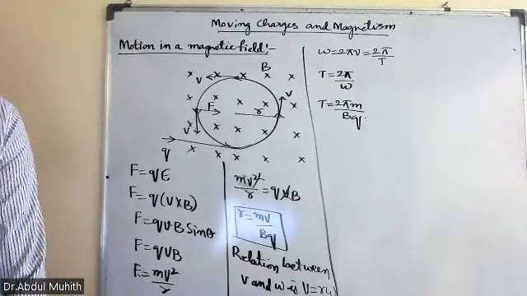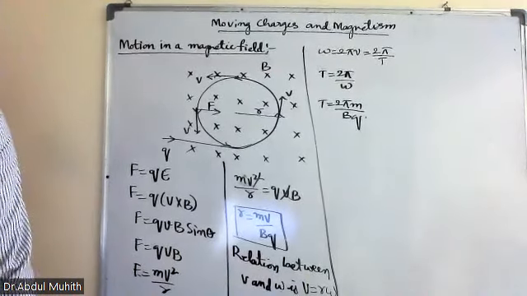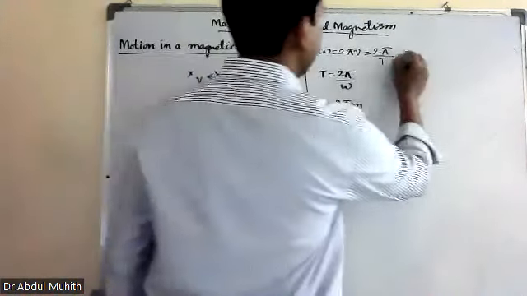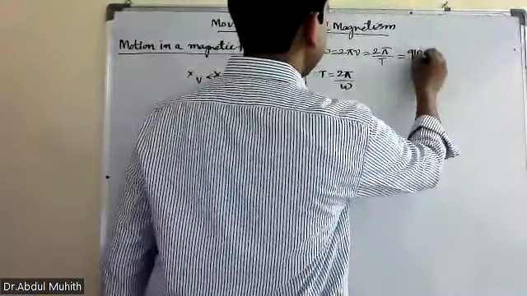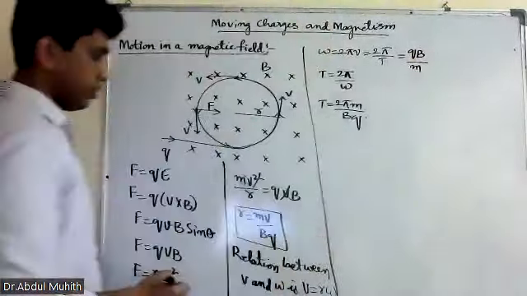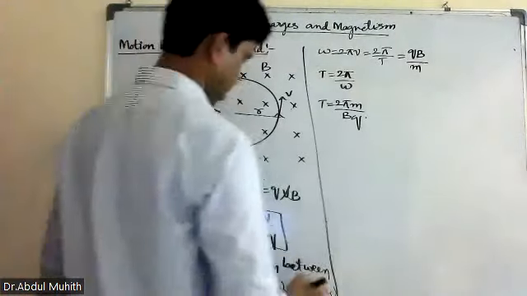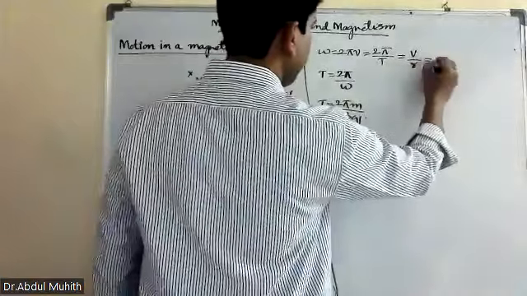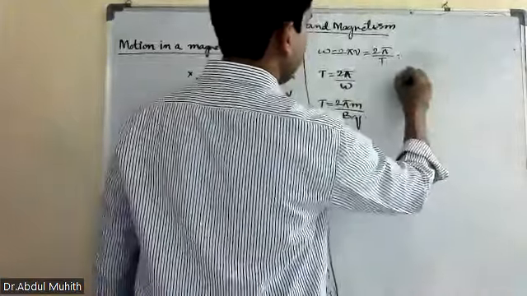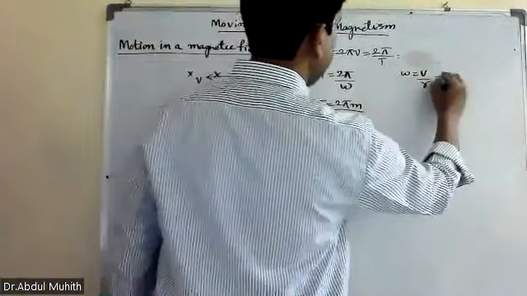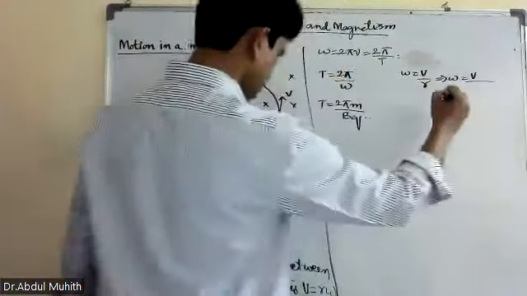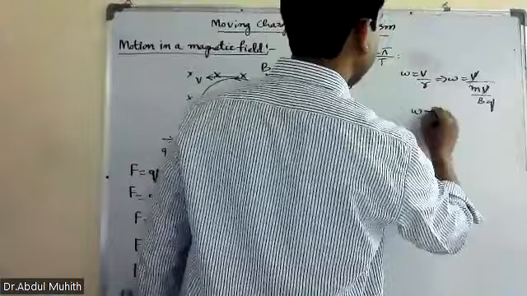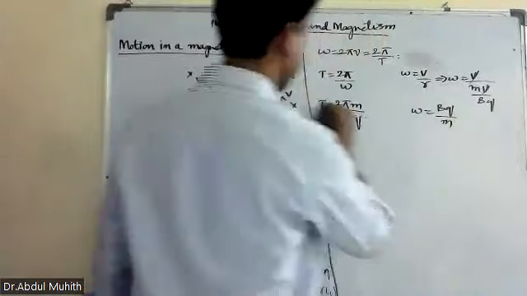Clear? So 2 pi nu or 2 pi by T is equal to what? QB by m. Why? Because omega is equal to v by r. What is r? r is equal to mv by Bq. So this will go away, and omega is equal to Bq by m. So just substitute here, and we get this formula.